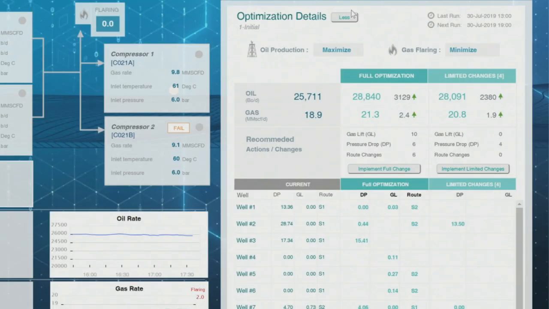It also was asked the question, if you had only limited time and could implement only a few changes, what are the most beneficial changes to do? Because of course each one of these changes requires some work by the operators in the field. And so it's come back with a limited set of 4 changes. It gets you almost as good. So this optimizer has given us some good information.